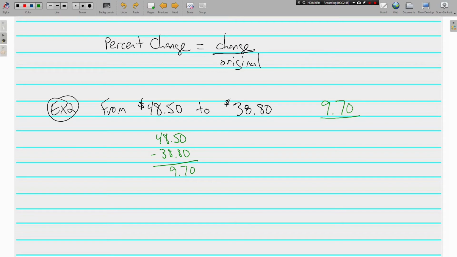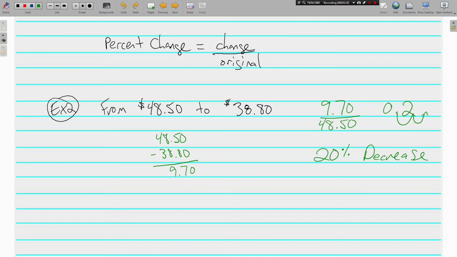Divided by the original. I started with $48.50. If I put this in my calculator, 9.7 divided by 48.5, I get 0.2. But remember, we need a percent change, not a decimal. So that decimal comes over twice, and we have a change of 20%. But this time, it's not an increase. We went from $48 down to $38. So this is a 20% decrease.